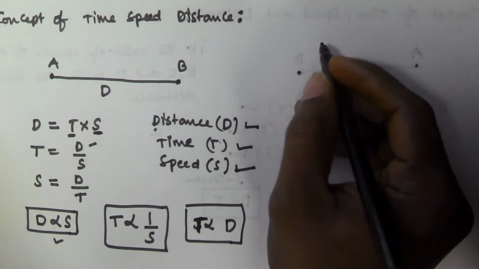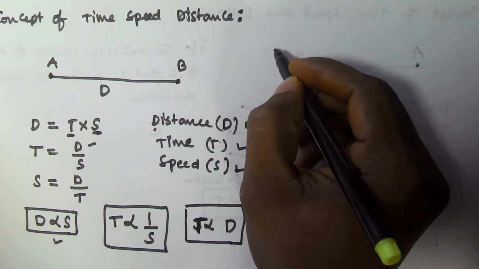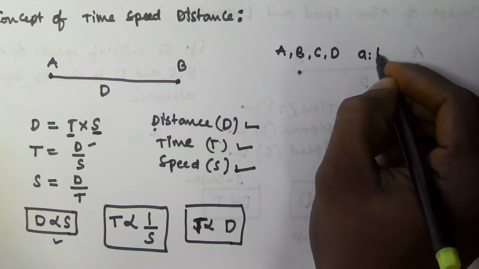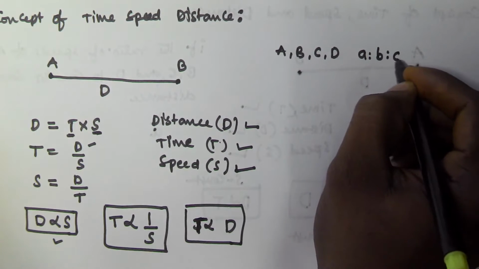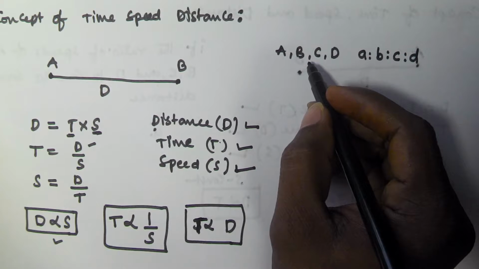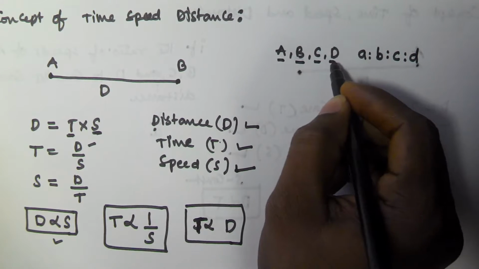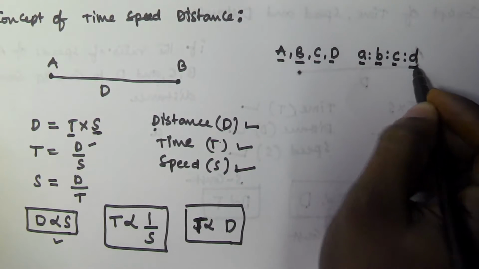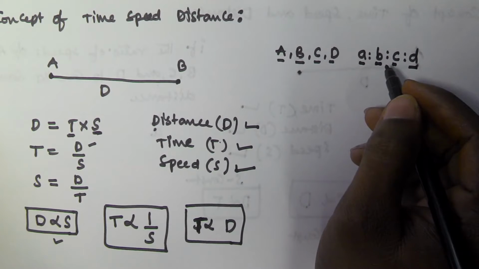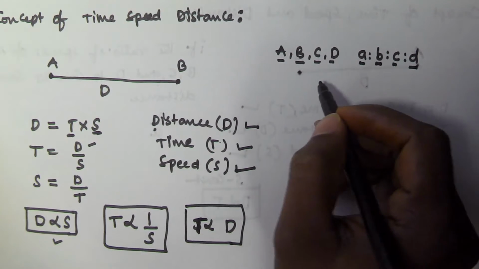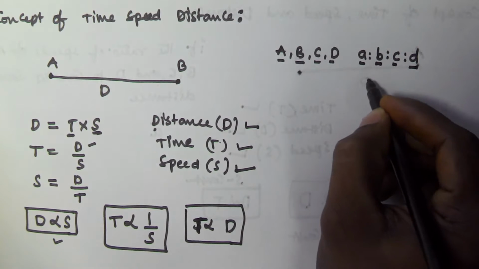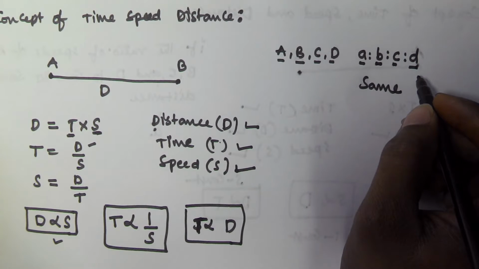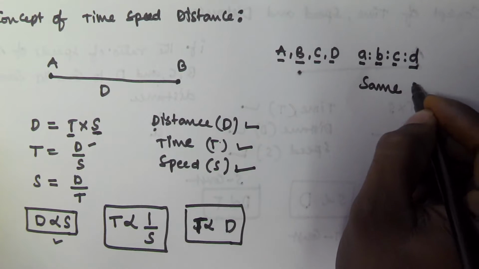For example, the ratio of the speeds of A, B, C and D are A colon B colon C colon D. So these are the speeds. Then what are the ratios of the times taken by A, B, C and D to cover the same distance?